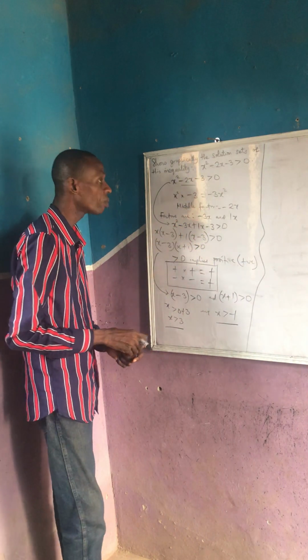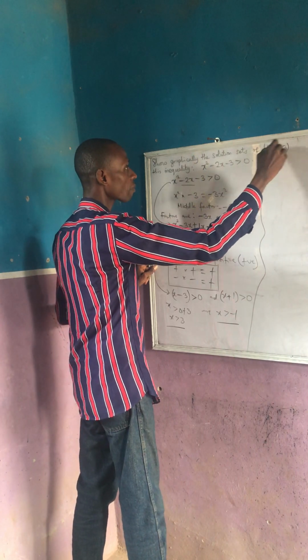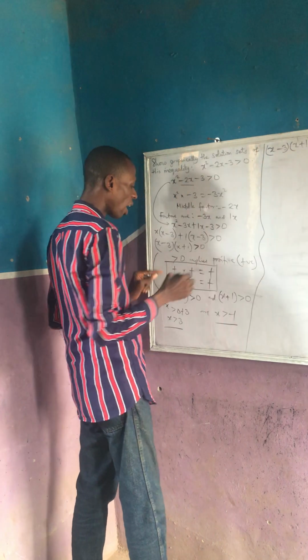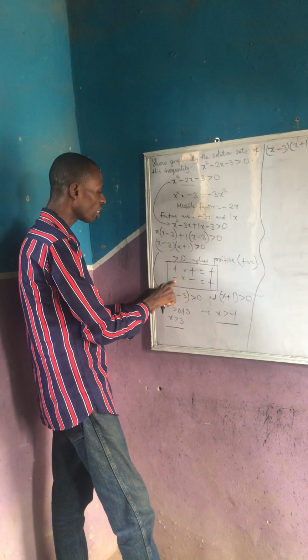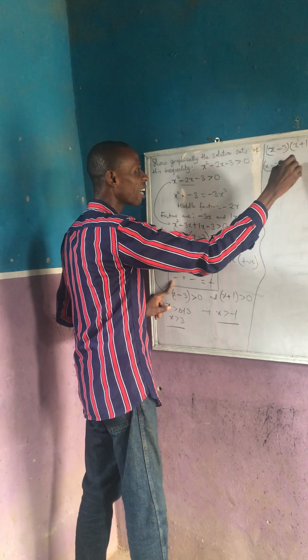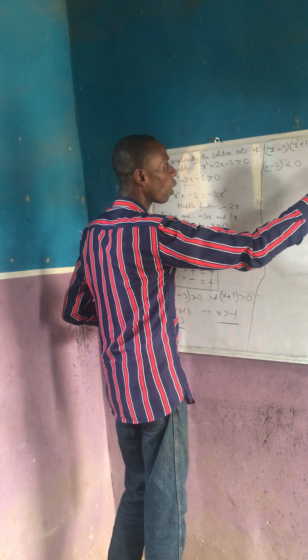Now let's go. Don't forget we have x minus 3 and x plus 1 greater than 0. Now for this condition as well, that will be x minus 3 less than 0 and x plus 1 less than 0.